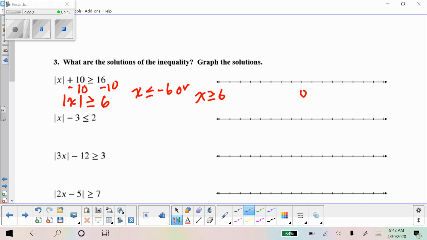So I'm going to go by 2's here just to make it easier to fit. Those are negatives. So less than or equal to -6 will be right here. Solid circle this time. Put the arrow. Greater than or equal to 6 will be right there, going that way.